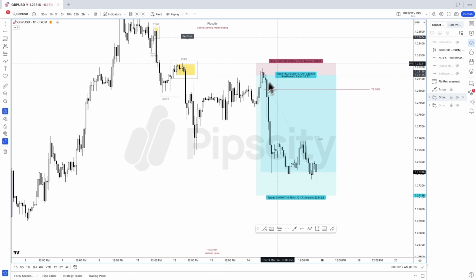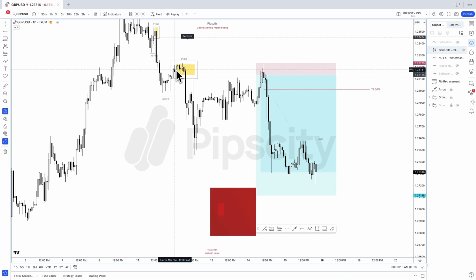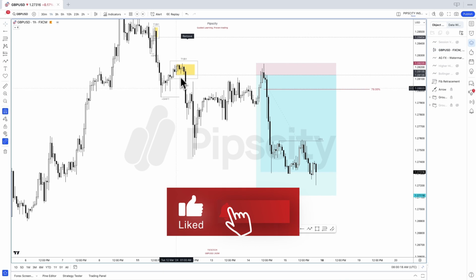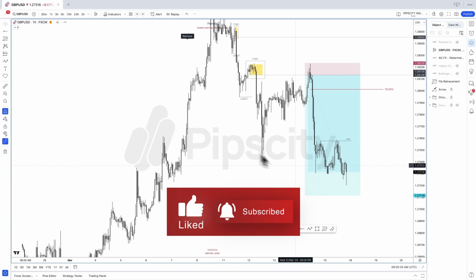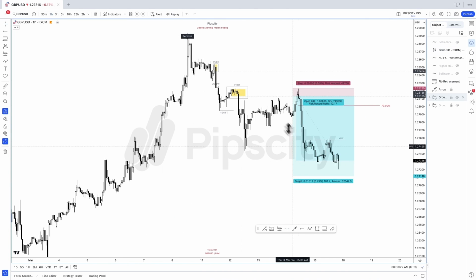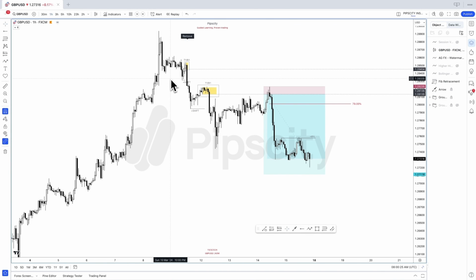All right. So of course there was a range here, beautiful range, mitigated. So I used the volume rather than the doji, the most voluminous candle within that range. So that's one of the things you have to look out for when you're looking at this concept.